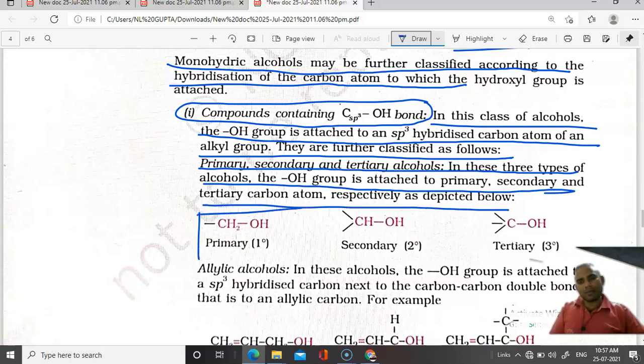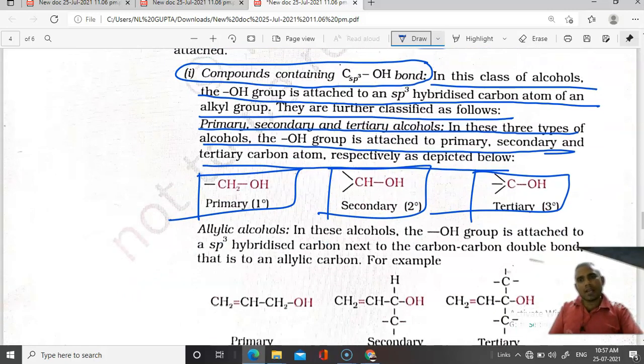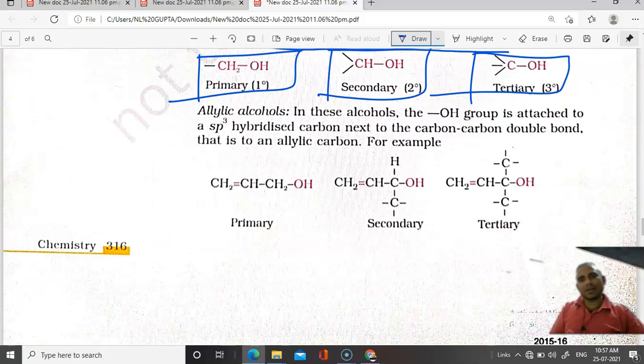So this is the primary, 1 degree. This is secondary, and this is tertiary, student. Now let us have allylic alcohols. In allylic alcohols, the OH group is attached to an sp3 hybrid carbon just next to an sp2 hybrid carbon, that is allylic, student.